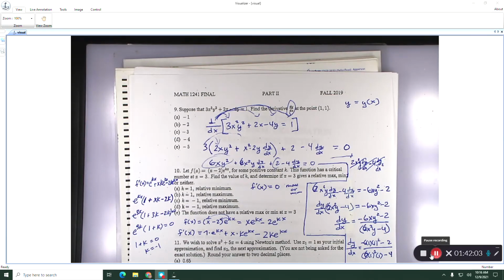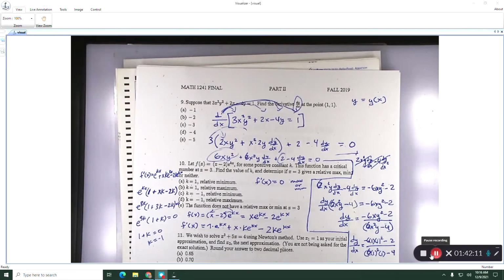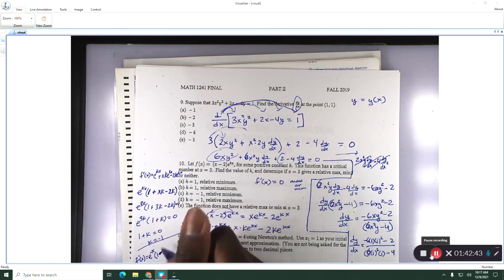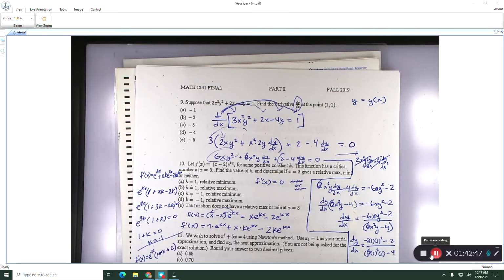Okay, at our critical point of x equals 3, we know what k is equal to. So I'm going to rewrite this one last time, but this time with k as our known value. So I get e to the negative x times 1 minus x, I'm substituting in negative 1 for k, plus 2, which is e to the negative x times 3 minus x. And I want to see at x equals 3, do I have a maximum or minimum?